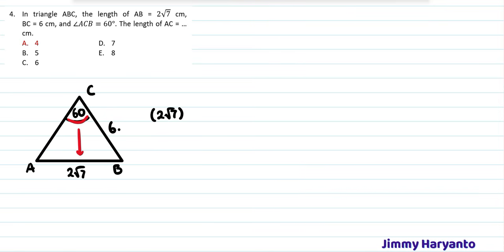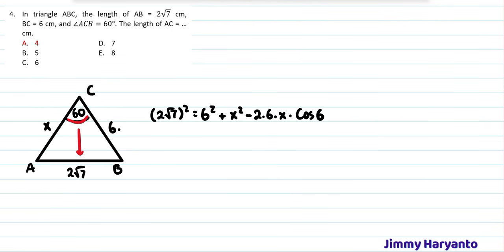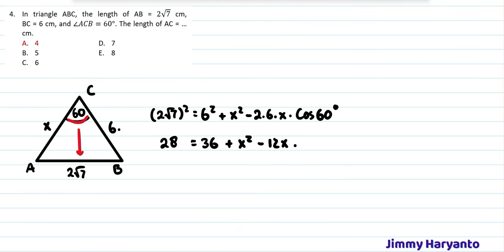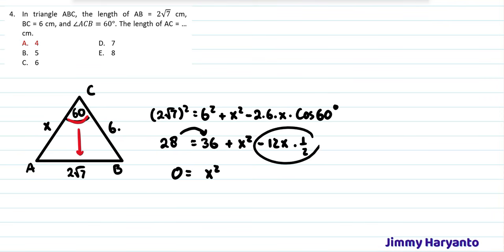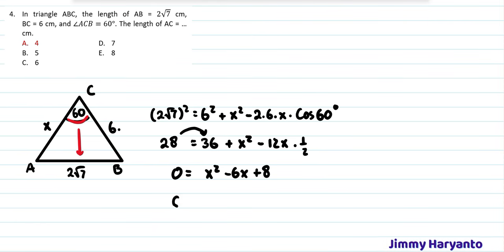2 square root of 7 squared equals to 6 squared, we let that one as x, so plus x squared minus 2 times 6 times x times cos 60. This one will be 4 times 7 is 28. This one is 36. This one is x squared. This one is 12x times cos 60 is half. And then I will move this, so 0 equals to x squared first. This one is negative 6x. And this one is 36 minus 28. That means plus 8.